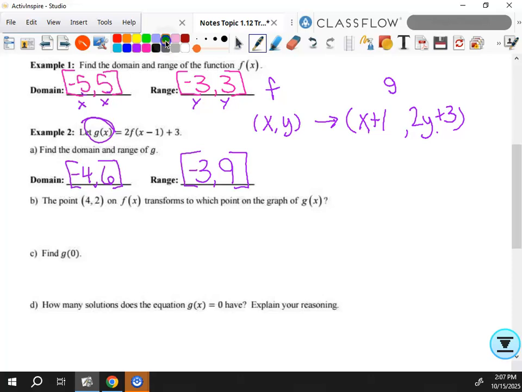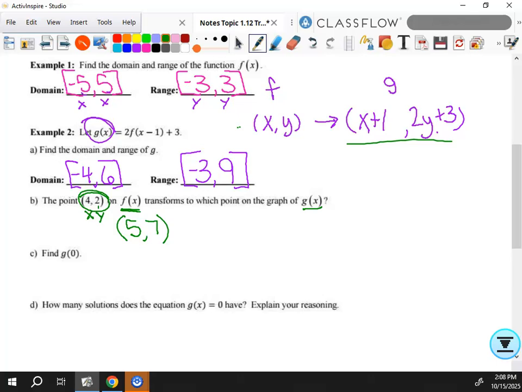Okay. So then we have this ordered pair, 4, 2 on F. Okay, it's on that graph, but I don't even care. I don't need to see it. And it transforms into what from G? This time, this is XY. And that's why I wrote out this. I take that X value and I add 1 and it becomes 5. I take the Y value, I double it and add 3 and I get 7. Okay, just coming straight from this right here. Okay, we good with that?